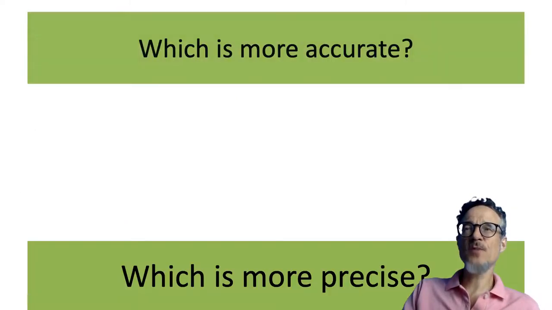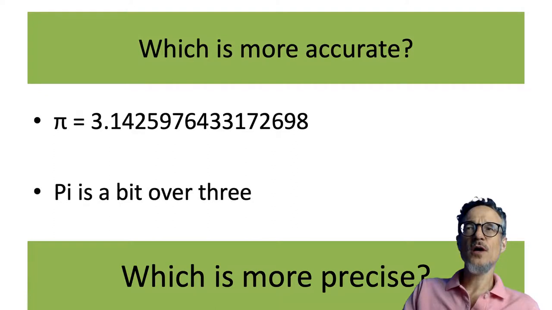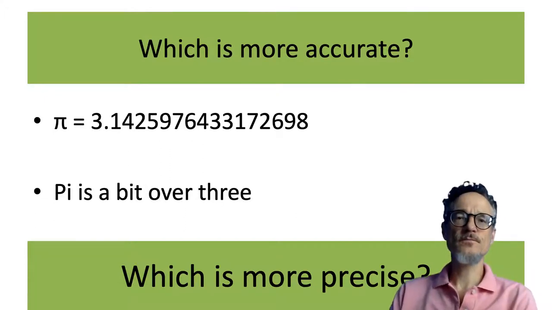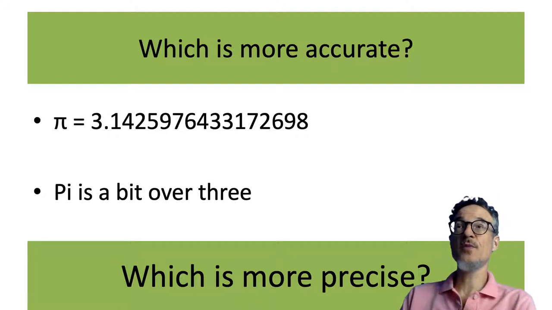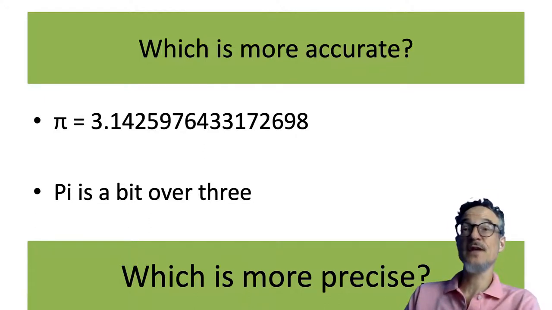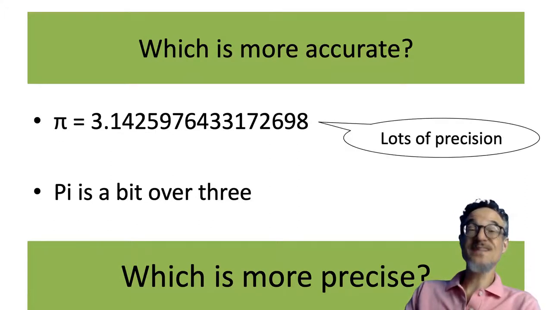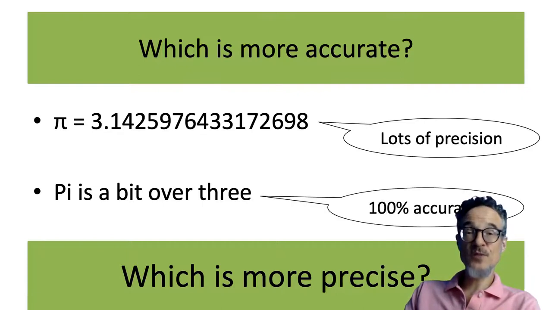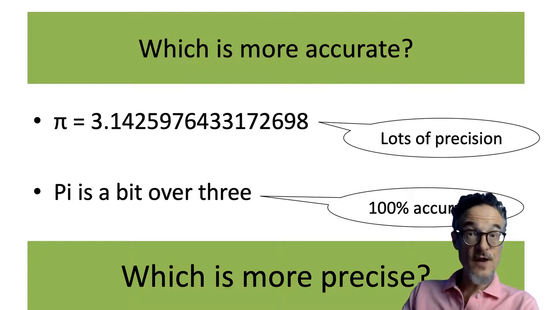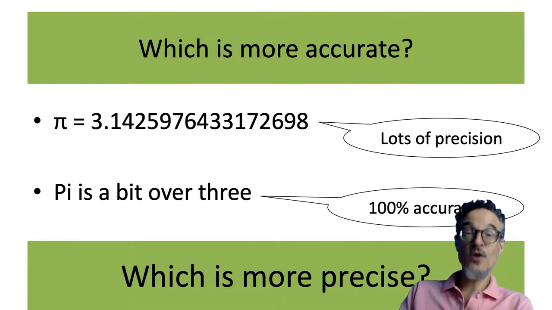Next, I have another question. Here are two numbers for pi. Which one of these is more accurate? Which one is more precise? So pi is 3.1425976433172698, and pi is a bit over 3. The top one has lots of precision, and the bottom one is 100% accurate. In fact, pi is not 3.1425976763317269, but pi is a bit over 3. The bottom one is completely accurate, but not very precise.